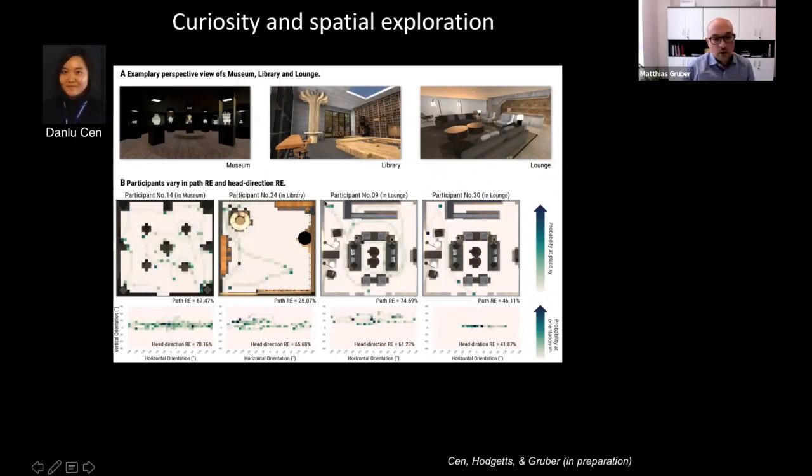And you can see here 4 different examples of participants, for example participant number 14 here in the museum. You can see they explore a lot in terms of space, walking around everywhere between these different vases, but also look around a lot in the room. And you might see other patterns, like in the library. This person just walks around quickly, so relatively low path roaming entropy, but then looks around a lot more, so the head direction roaming entropy is a lot higher, and so on. You can see different examples here.